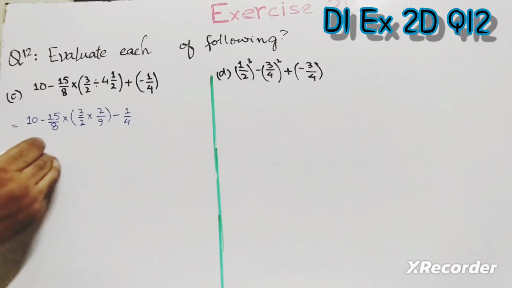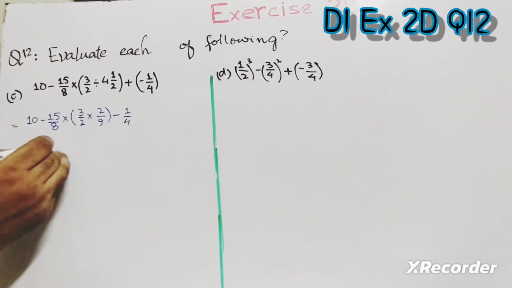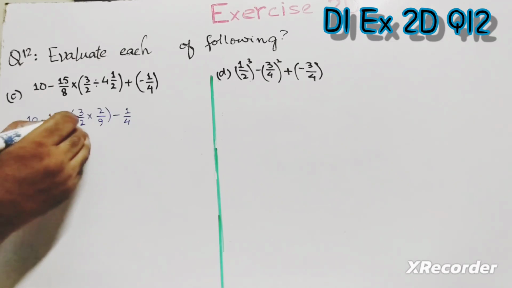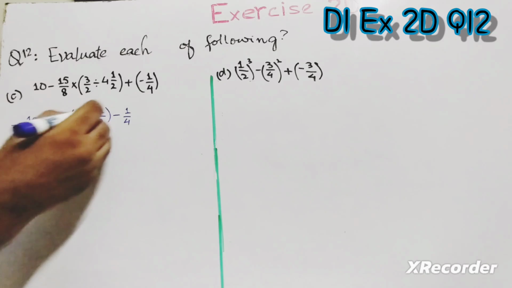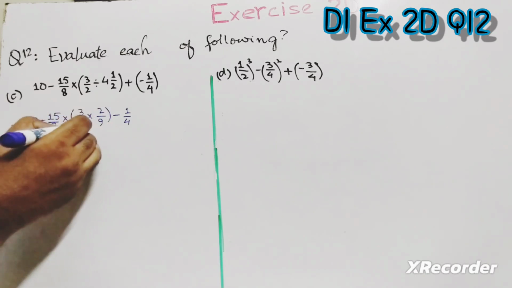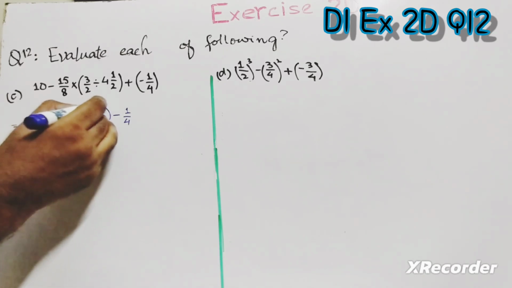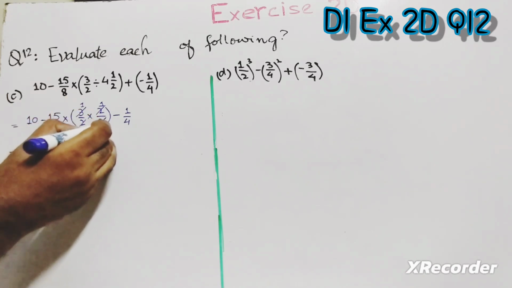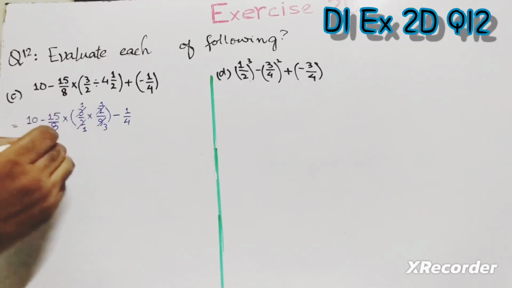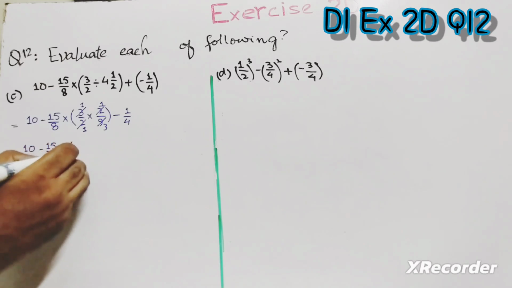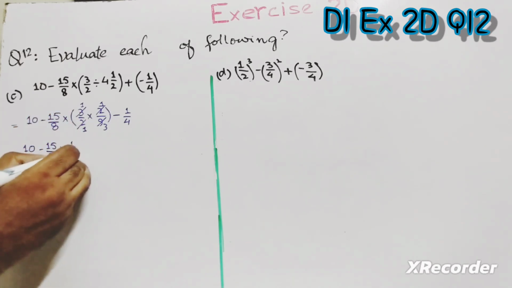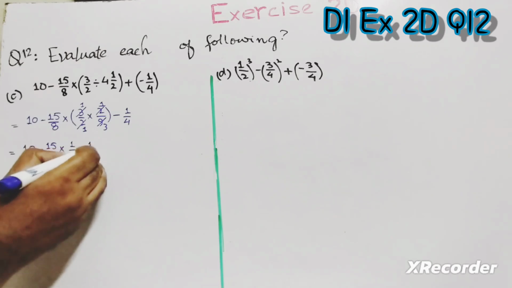So we have to solve the bracket first. 15 upon 8 multiply. We can cut these two numbers. 2 times 1 is 2, 2 times 1 is 2, 3 times 1 is 3, 3 times 3 is 9. What we get? 1 multiplied by 1 is 1. 1 multiplied by 3 is 3, less 1 upon 4.